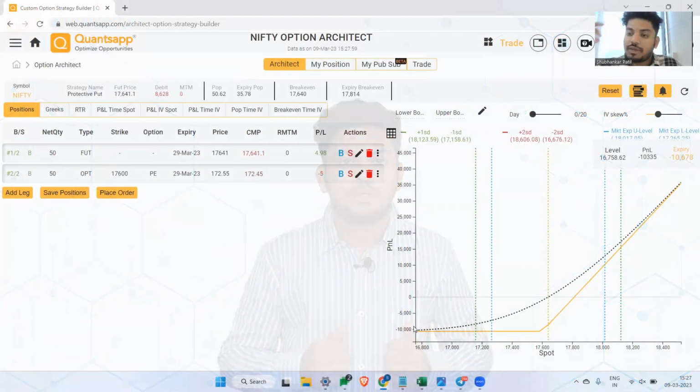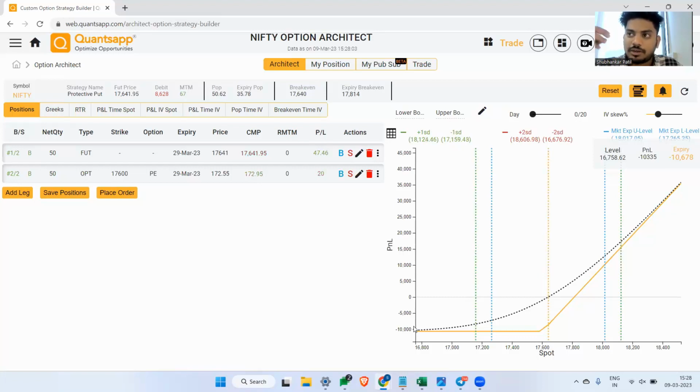Whenever you are expecting some kind of uncertainty or turbulence in the market, this is the type of strategy you should go for and look out for. Benefits: limited loss. Let's say you have an investment; you can do it on stocks as well.